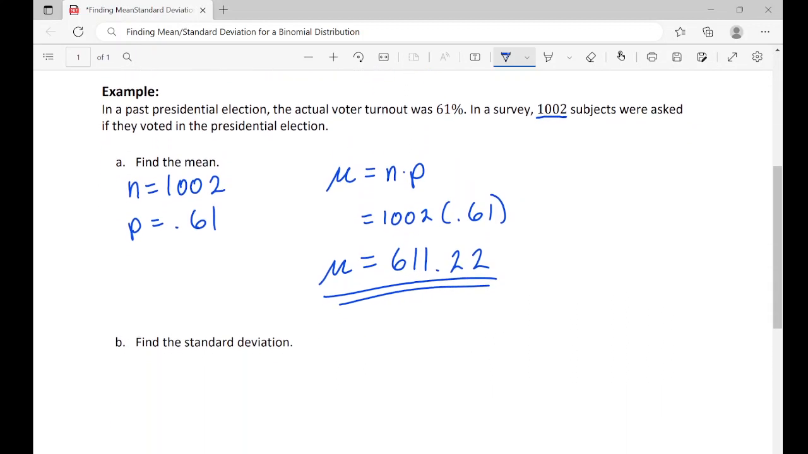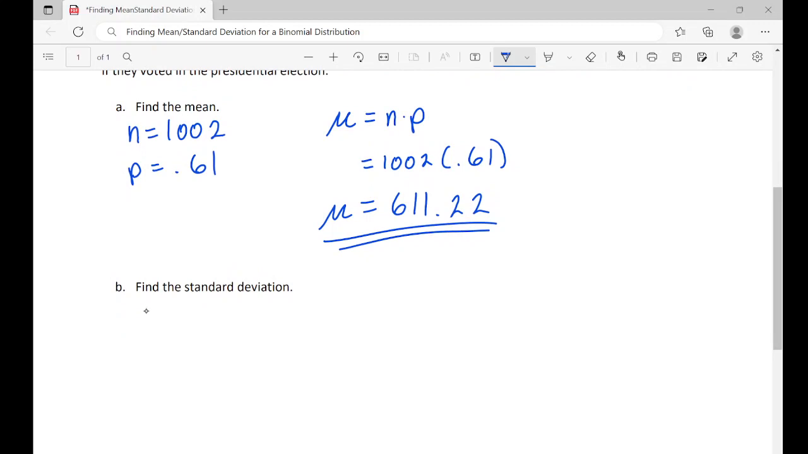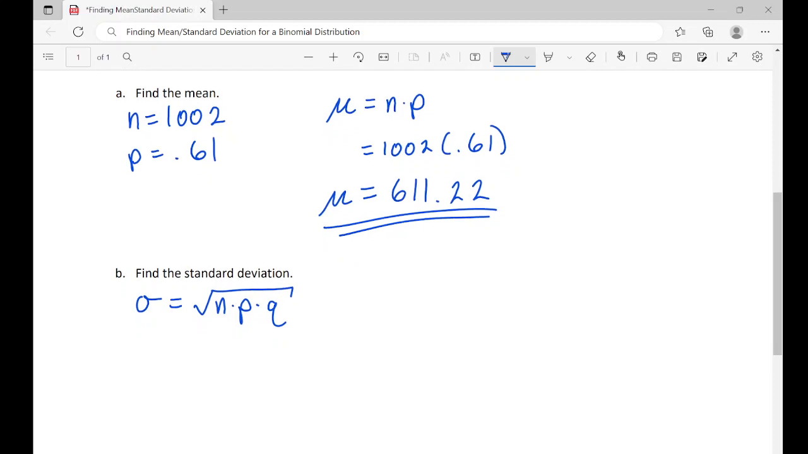Now we're going to find the standard deviation. The standard deviation formula is sigma equals the square root of n times p times q. It's very simple, just like with the mean. We just need to know n, p, and this time q. So again, n equals 1,002, p equals 0.61, and q is just 1 minus p, so it's 0.39.